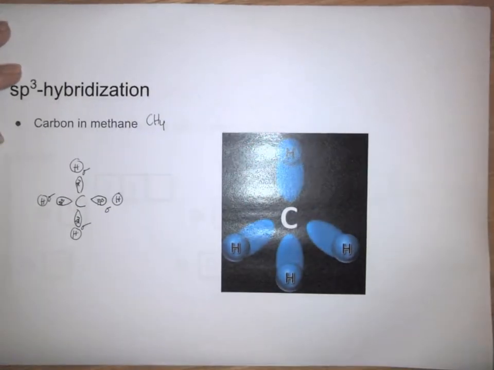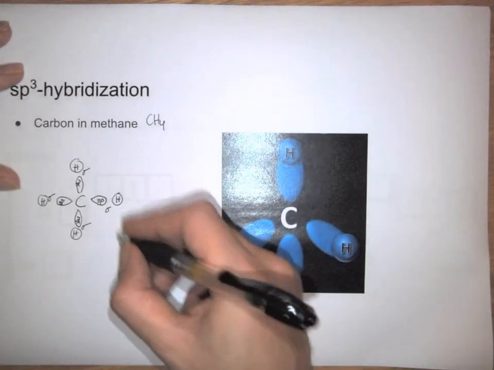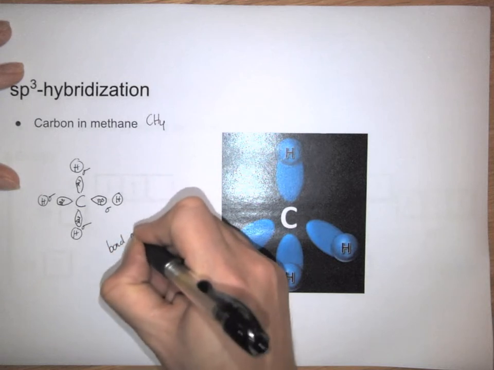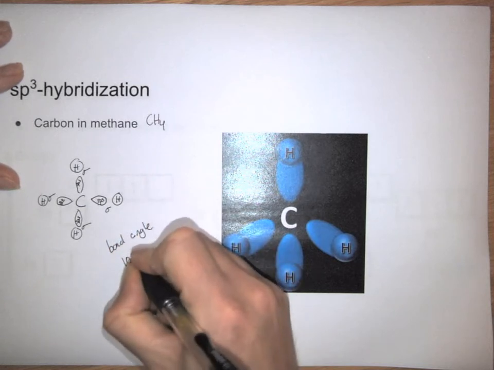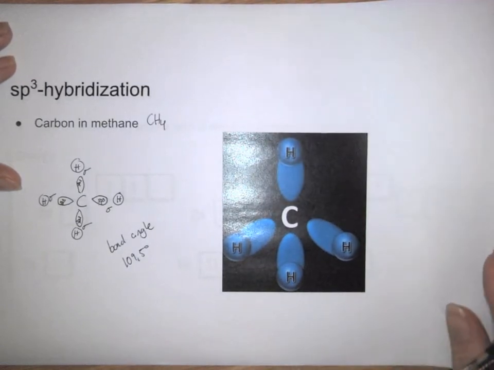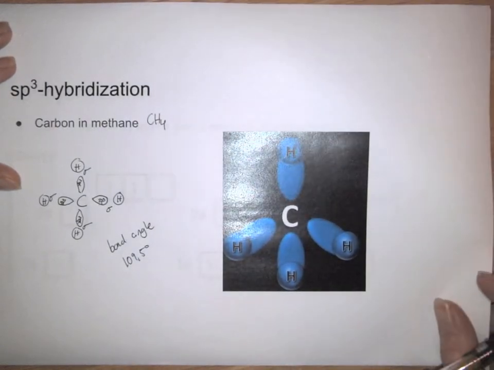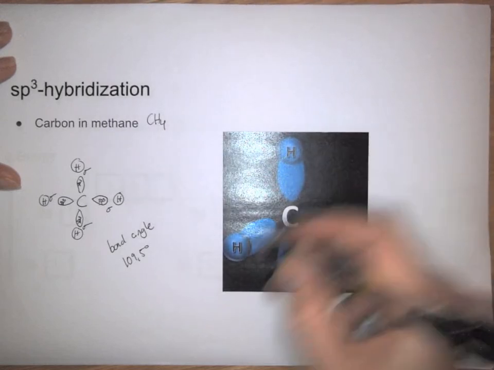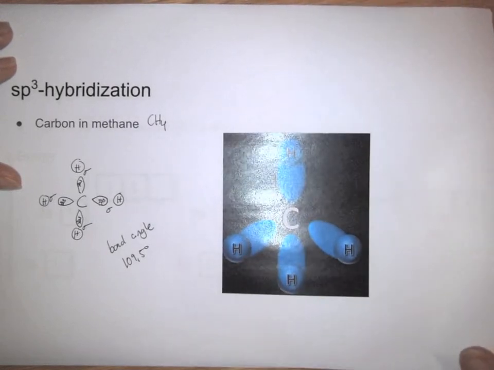The resulting bond angle will be 109.5 degrees. This is the result when we have the possibility to connect 4 hydrogen atoms to the carbon in methane.